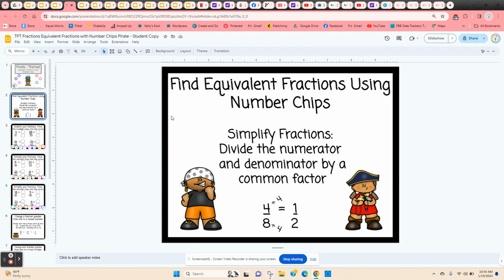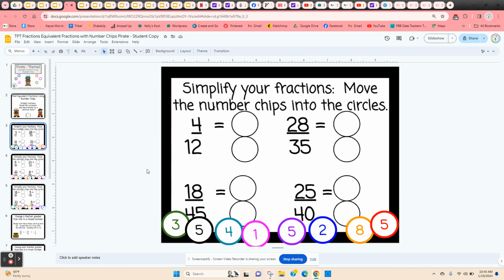So it starts with explaining how to simplify a fraction. So they want to make the numbers smaller. So they want to find a common factor that they can divide from both the numerator and the denominator. So starting on slide 3, they're going to be moving these chips. And every slide has every number that the students need.